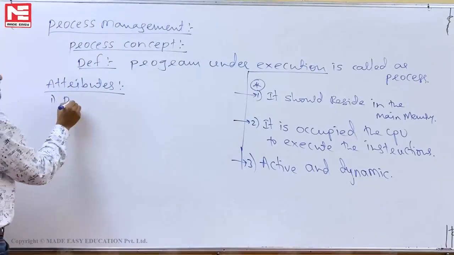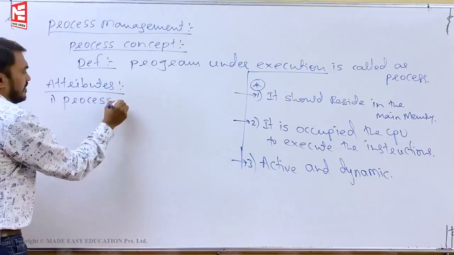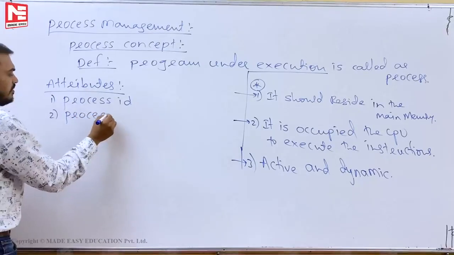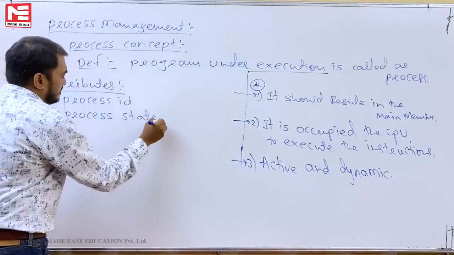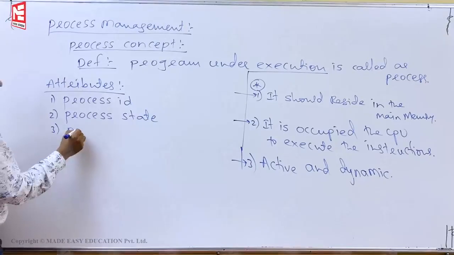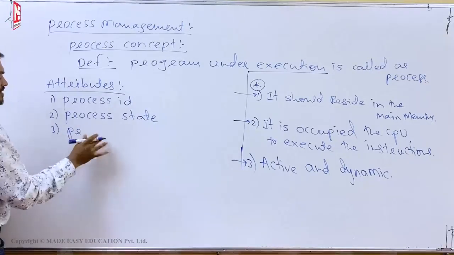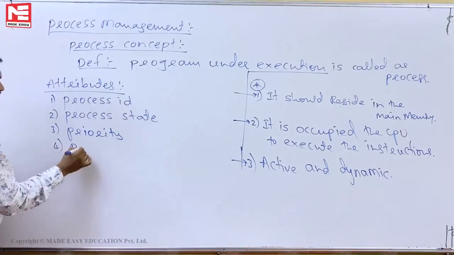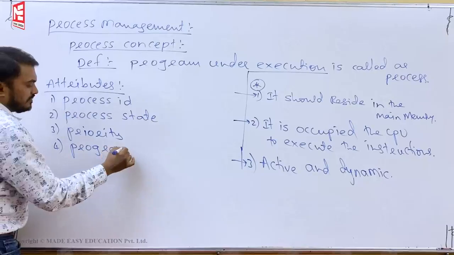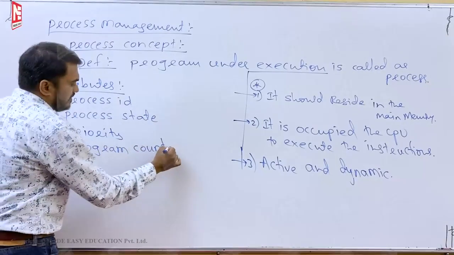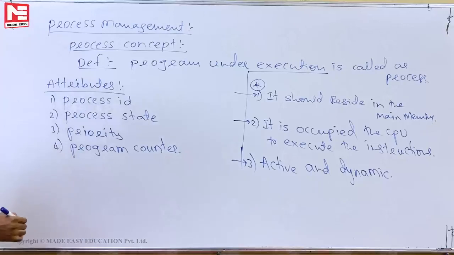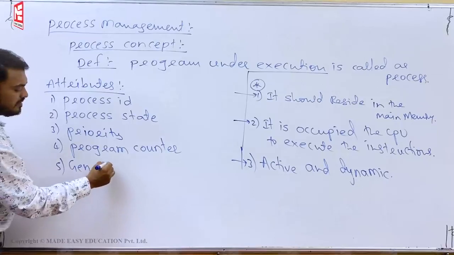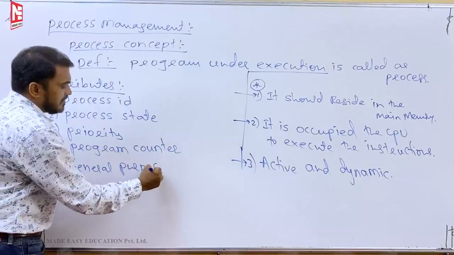A process will have attributes like process ID. Make proper notes. Process ID, process state, and next priority, and next program counter, and next general purpose registers.